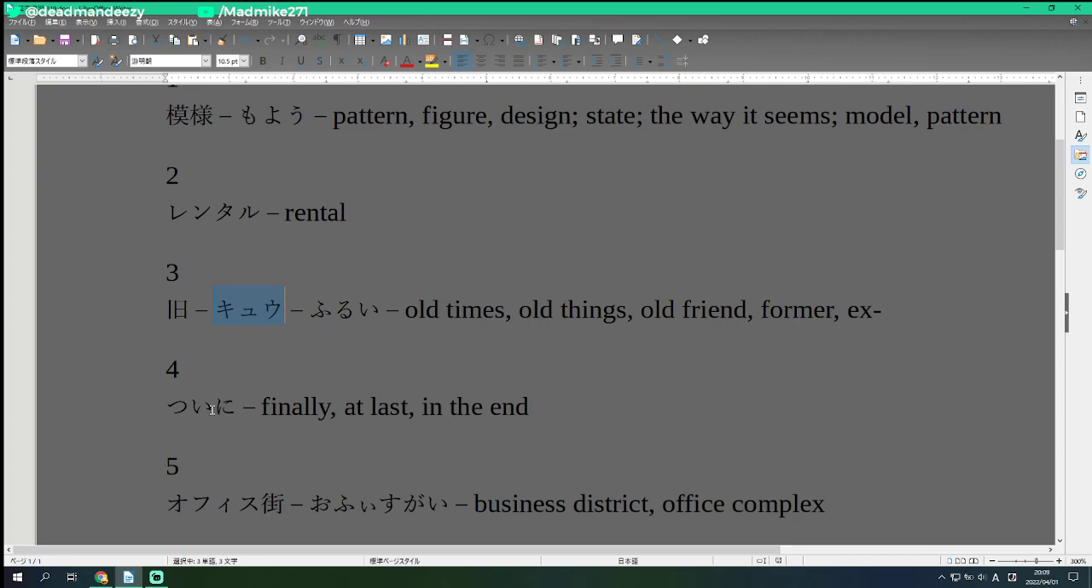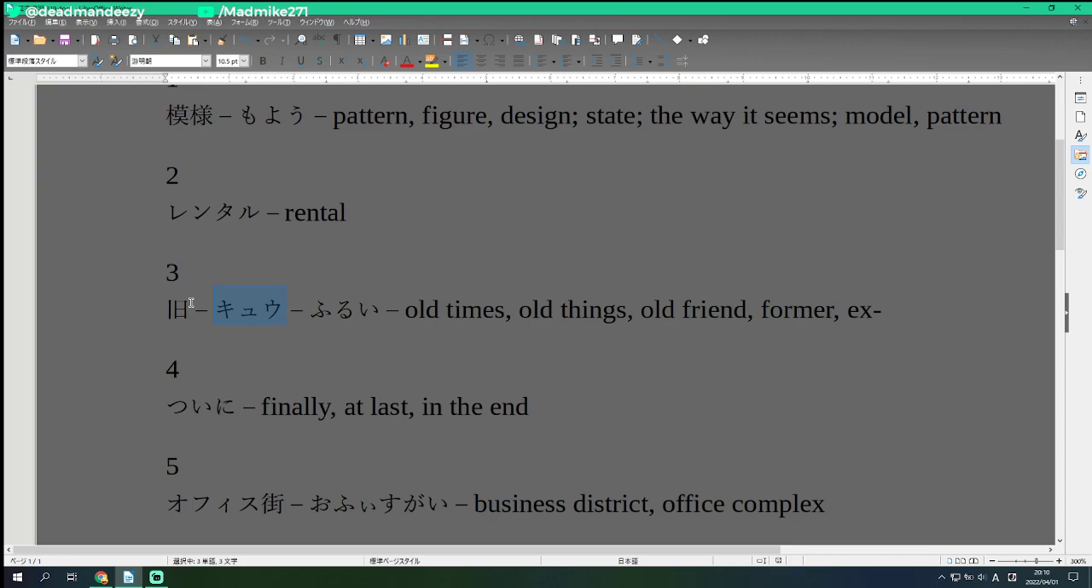Number 3 is our second kanji for furui, or kyu is our alternate pronunciation, for old times, old things, old friend, or former. Radicals in this kanji are a single line on the left side, and on the right side we have the sun. So we have a single line before the sun. If you think about it as the previous day or a few days ago, I think you'll get the old times or old things meaning. Old is furui or kyu.